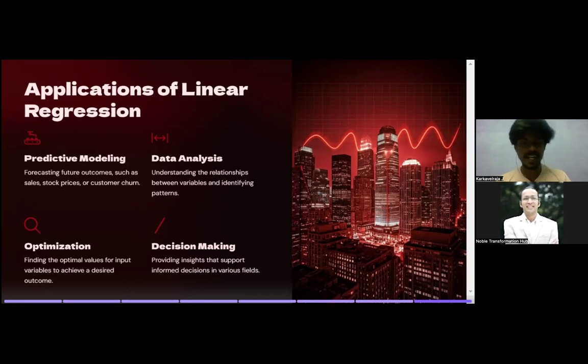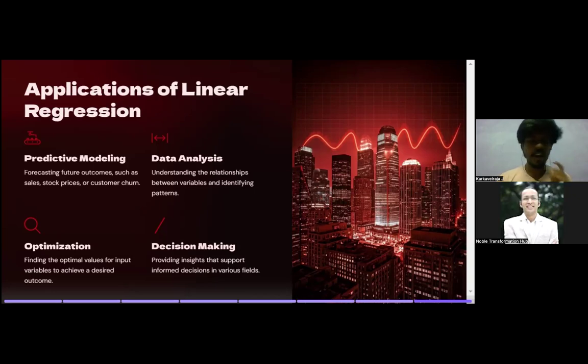Next, we have data analysis: understanding the relationship between variables and identifying patterns. I would say that data analysis applies not just to linear regression, but to whatever algorithm we are going to learn in the future. What exactly does data analysis mean? We analyze the data. Whenever we have data, we think about how the variables are correlated, what the pattern is, and what trend it is following. So linear regression has an application in data analysis.